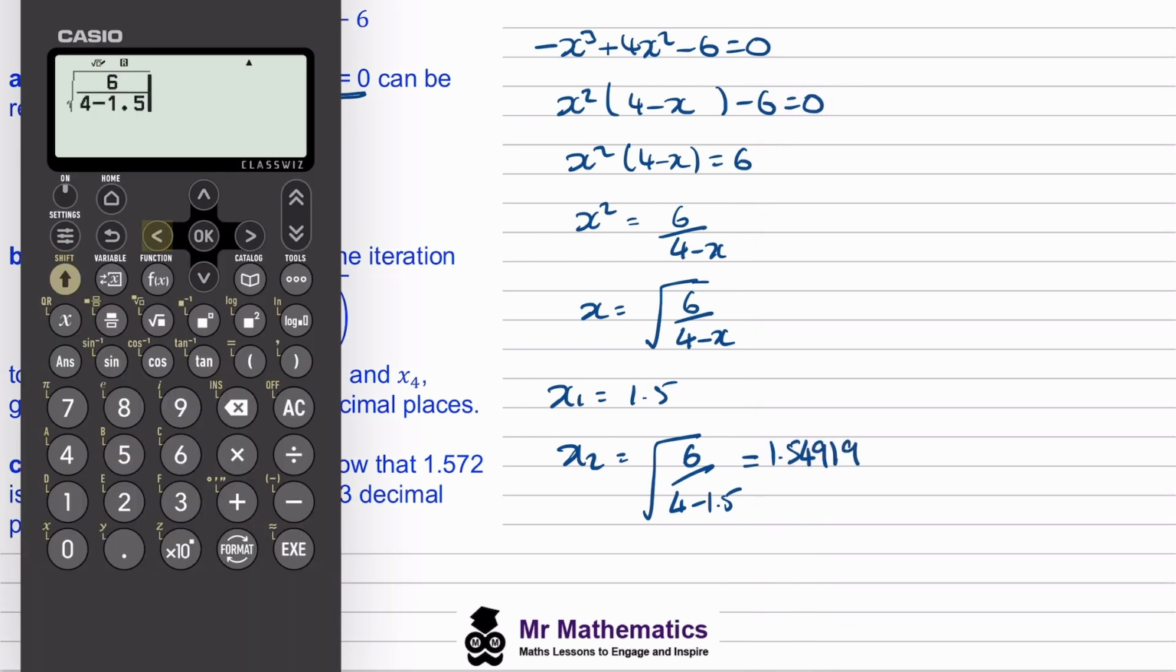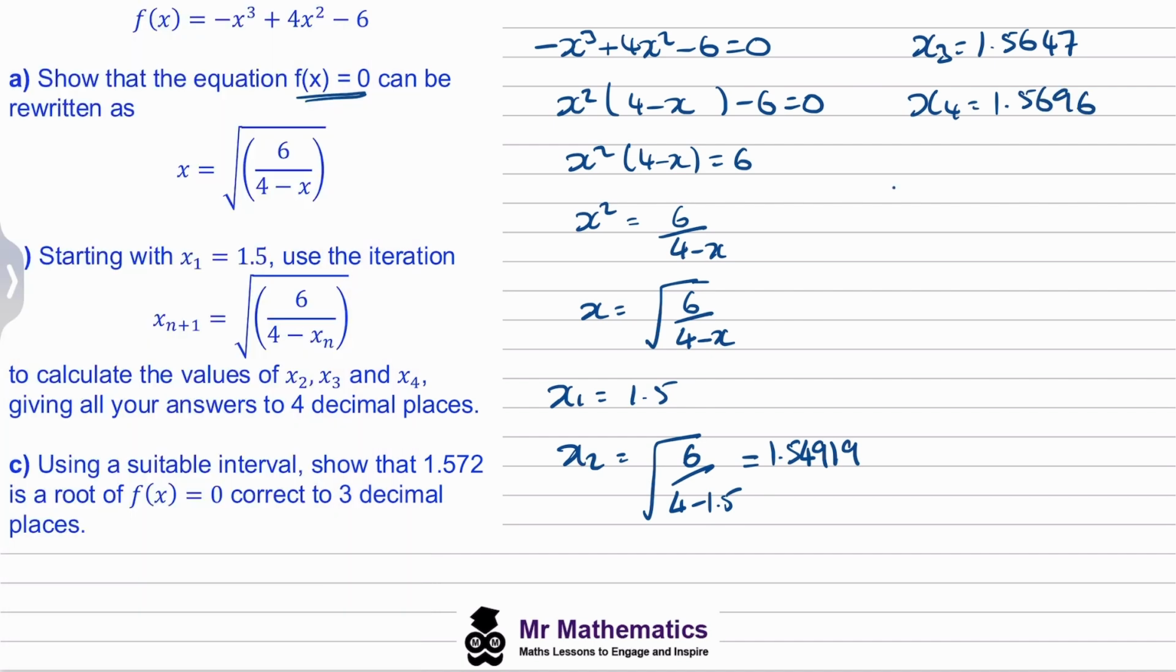We'll go back to the calculation, and we'll replace the 1.5 with the previous answer. So x3 will be 1.5647. x4, 1.5696.